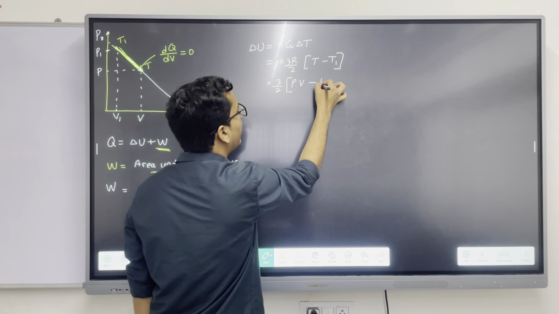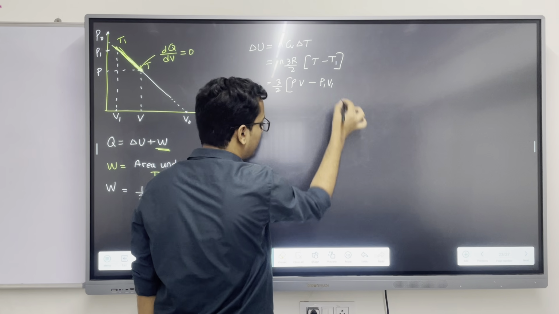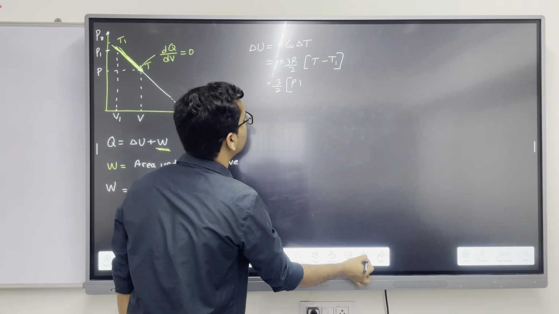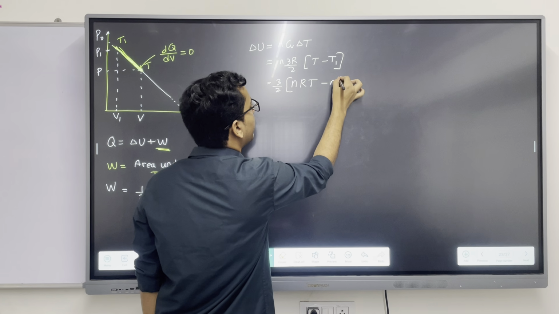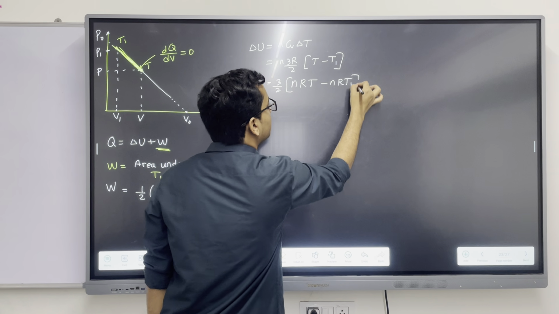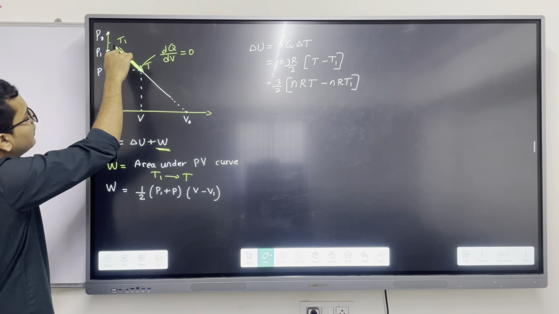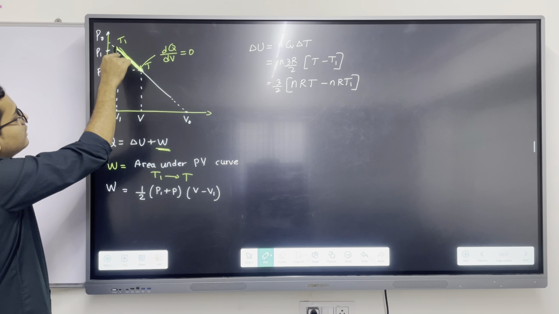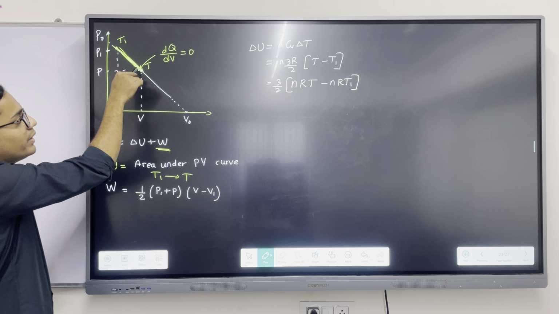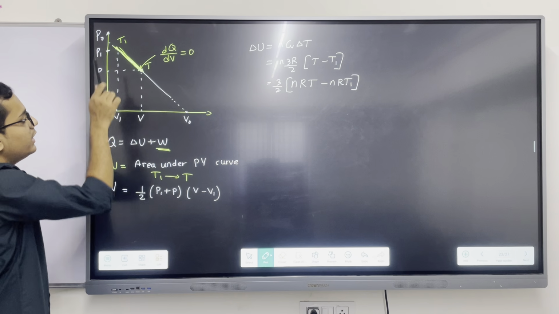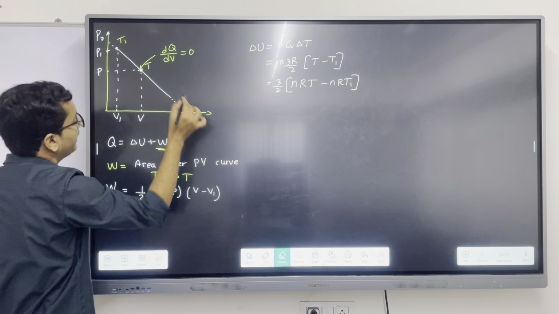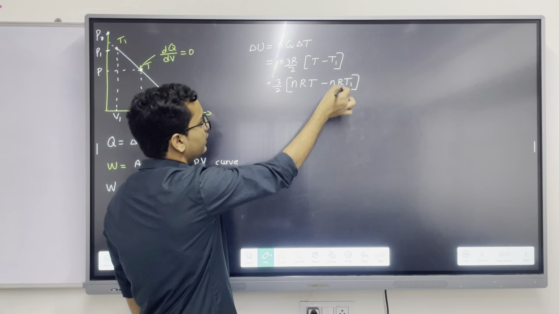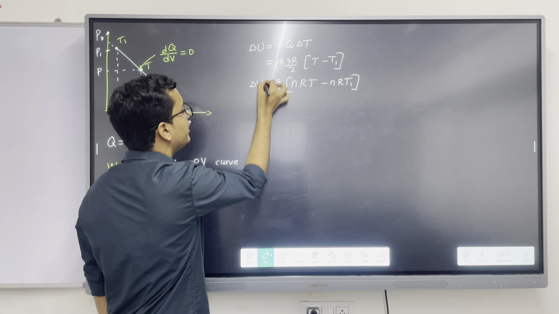So PV minus P1V1. I will do, so basically nRT minus nRT1. I'm calculating this thinking that the pressure is going from P1 to P, temperature is going from T1 to T, and volume is going from V1 to V. Basically, this is the process which I'm making. Okay, this is the value of delta U.